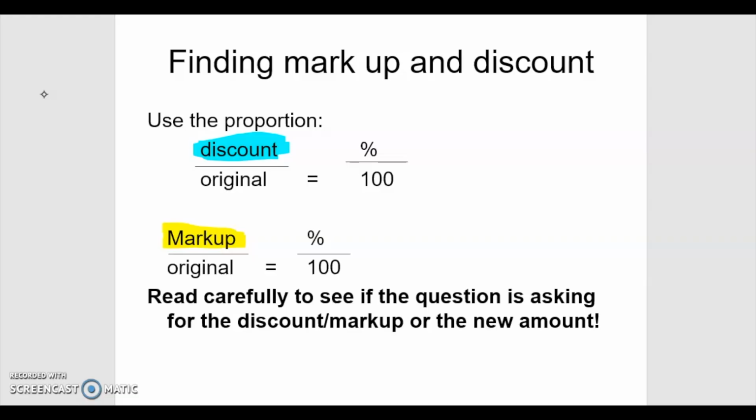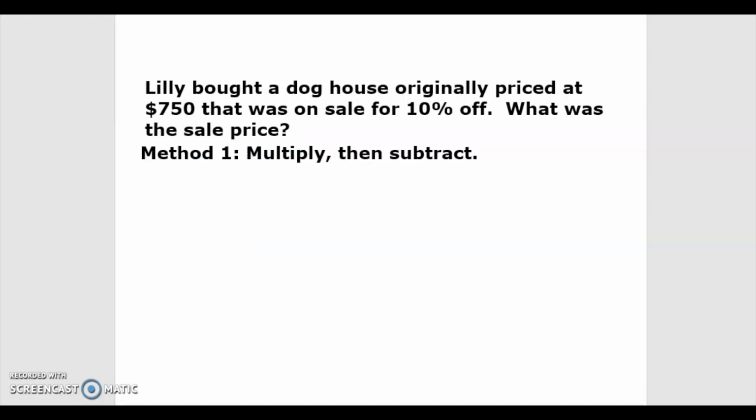So let's take a look at a couple of these problems. Lily bought a doghouse that was originally priced at $750, and it was on sale for 10% off. So we are going to set up our proportion. Our proportion, again, is the amount of the discount compared to the original amount, and that equals the percentage out of 100.